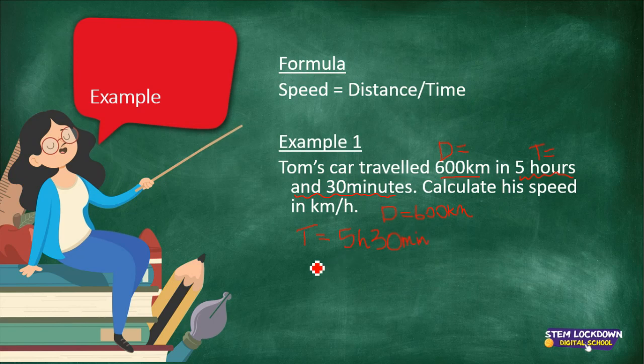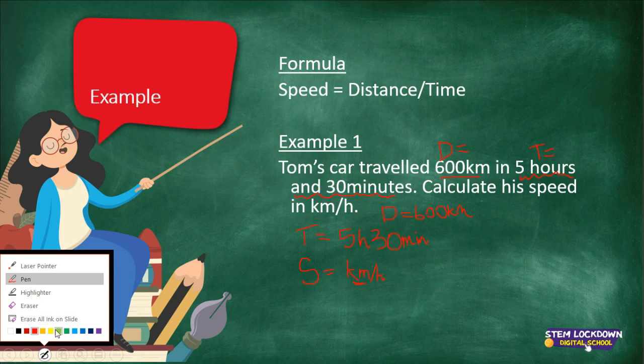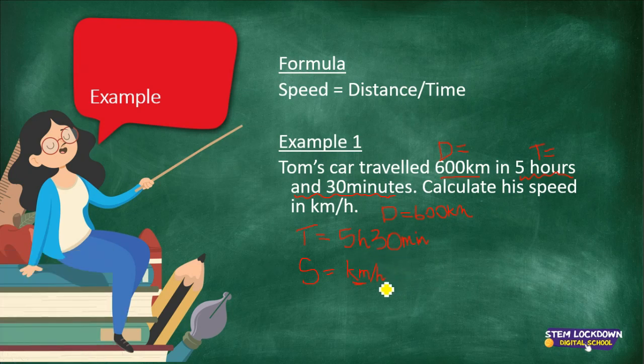Now what is required? They want speed, but the units for speed must be in kilometers per hour. What is my speed in kilometers per hour? Now notice kilometers is okay. For me to get kilometers per hour, my distance must be in kilometers. But now for your time, guys, hopefully you can see red. Maybe let me change color, because red is not the best color. Let me use yellow. For me to get per hour, my time must be in hours. Now, how do I convert 5 hours, 30 minutes to hours? Notice the 5 hours is already in hours, so I don't need to convert this. I only need to convert 30 minutes.